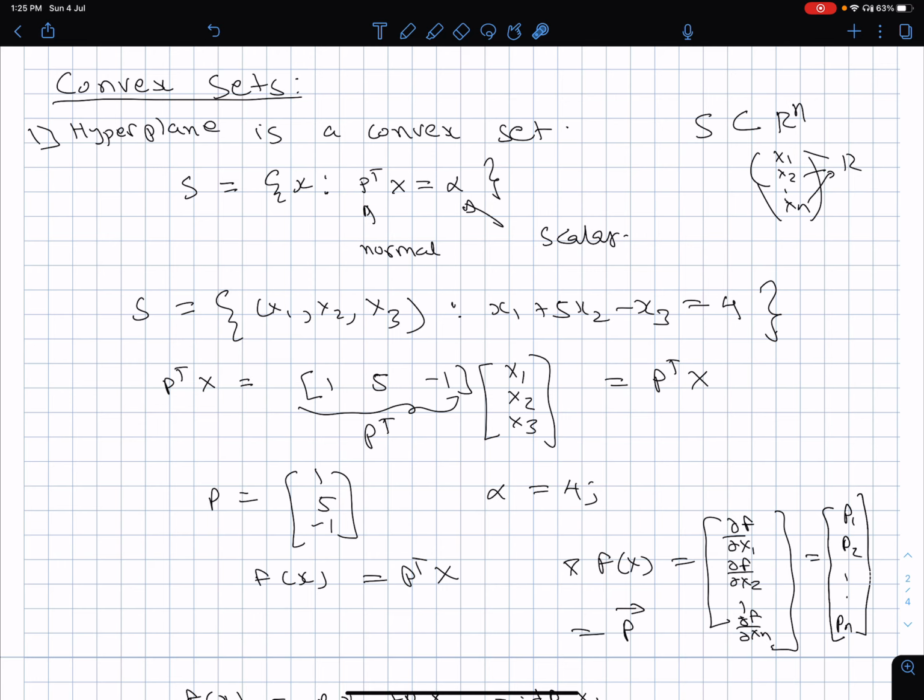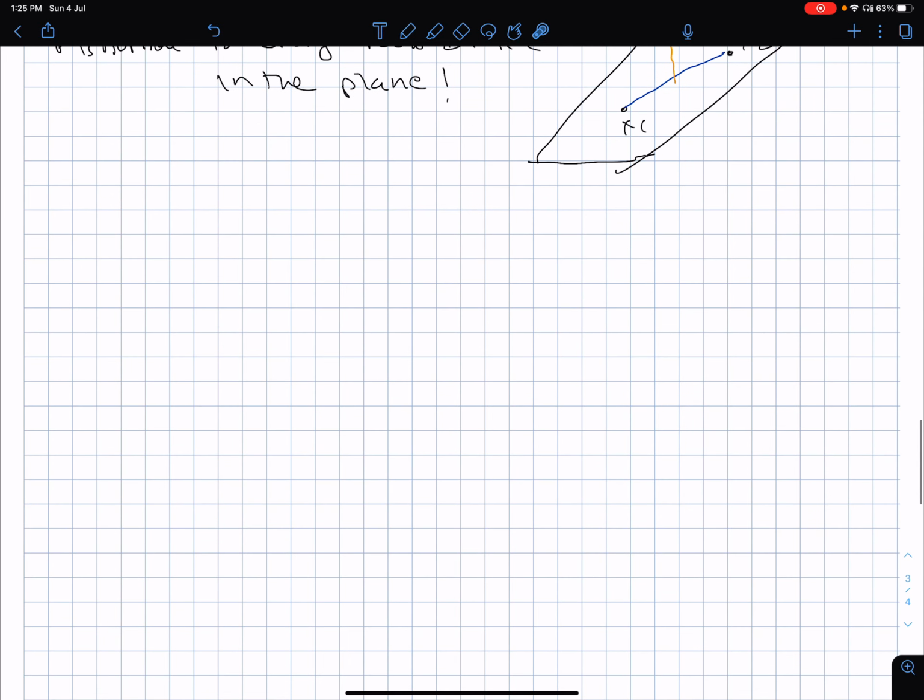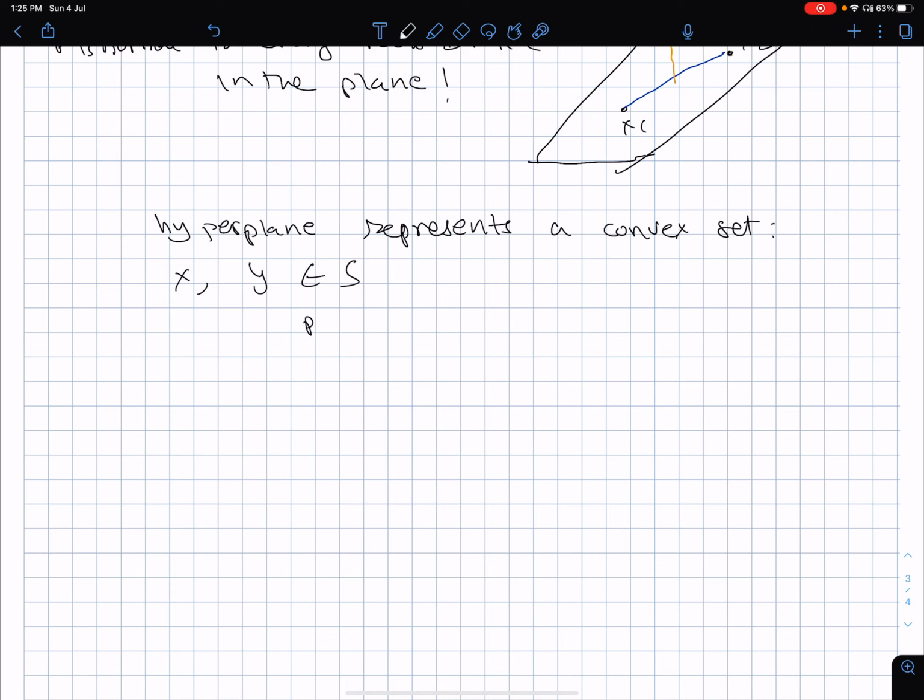Now what are we saying? This was about the definition of a hyperplane. Now what was our statement? Our statement was hyperplane represents a convex set. So let's say that x1 and x2, or let's say x and y, are 2 points in set S. Okay, so therefore what do we get? We get P transpose x equals alpha, and P transpose y equals alpha. This is another thing that we get.